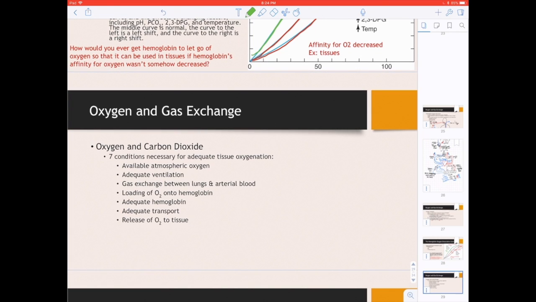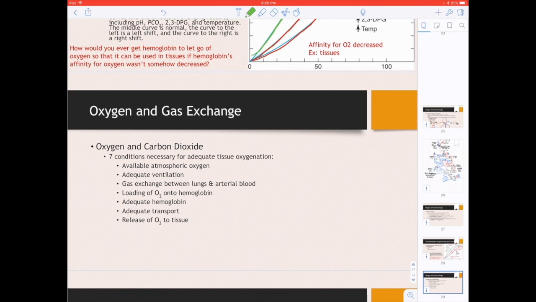Okay, let's talk about oxygen and gas exchange briefly, and then we'll be finished with this beast. When I talk about oxygen and gas exchange, what I'm discussing is oxygen and carbon dioxide exchange. So kind of what we talked about earlier with that giant diagram that we drew, but just going into it at kind of a different angle. So there are 7 different conditions that are necessary for adequate tissue oxygenation. So for oxygen to be delivered to tissues in such a way that the tissues have plenty of usable oxygen to aid their cellular respiration.